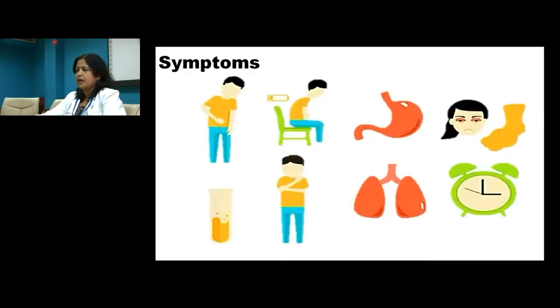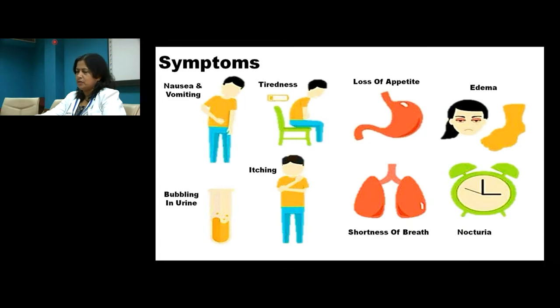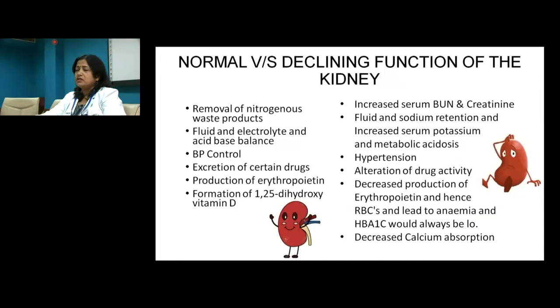Now, what exactly are the symptoms of diabetic nephropathy? The first important symptom is nausea and vomiting, then tiredness, loss of appetite, edema, bubbling in urine, itching, shortness of breath, or nocturia. So this is the comparison of normal with declining function of the kidney.